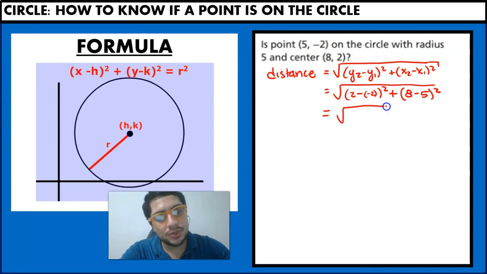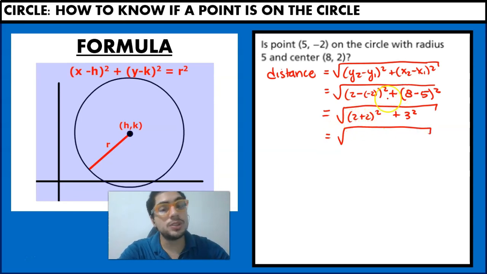That is going to give us the square root of 2 minus 2, which is going to be 2 plus 2 to the power of 2, plus 8 minus 5, which is going to be 3 to the power of 2. Now, that's going to give us the square root of 2 plus 2 is 4, 4 to the power of 2 is 16, and 3 to the power of 2 is going to be 9. So the square root of 16 plus 9, which is 25.